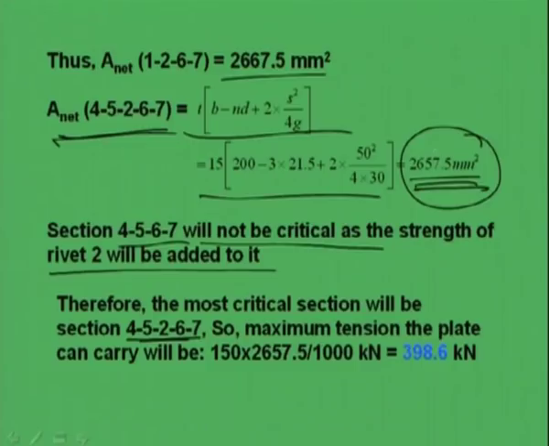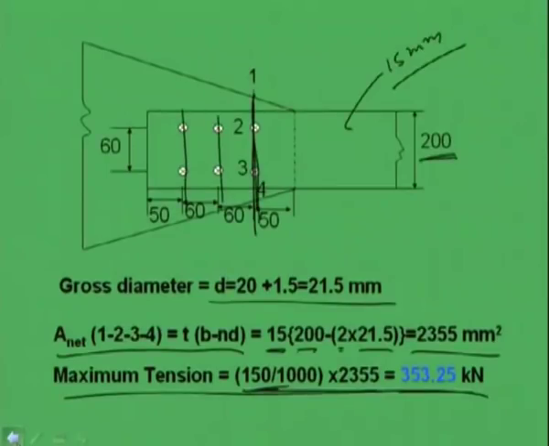2657.5 mm square, right. Now the maximum tension the plate can carry will be sigma into this, divided by 1000, I am making it for kilonewton. So this is coming 398.6 kilonewton. So when the riveting is done in terms of stagger riveting, then we are going to get the strength of the plate as 398.6 kilonewton. If we remember the earlier one, for the chain riveting, this is 353.25 kilonewton.